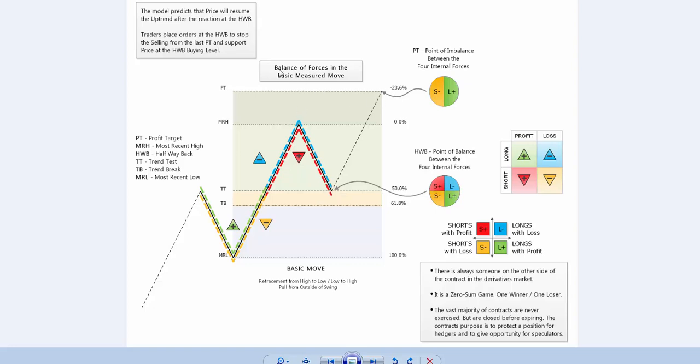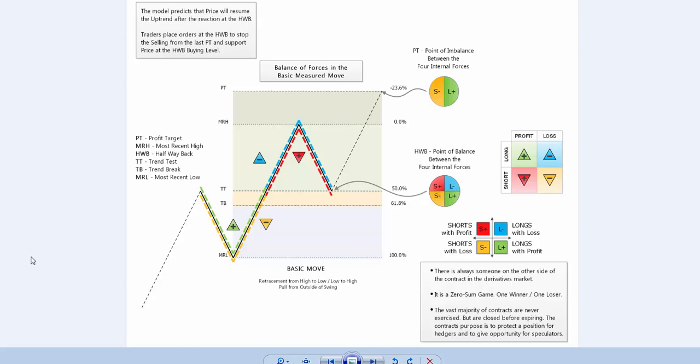Now, this is what we call the balance of forces in a basic measured move. Inside of a halfway back long, there is a balance of forces. Why the market stops is because there are shorts with profit, longs with a loss, shorts with a loss, and longs with a profit. Why these 50% retracements can be manipulated is because of that balance of force.